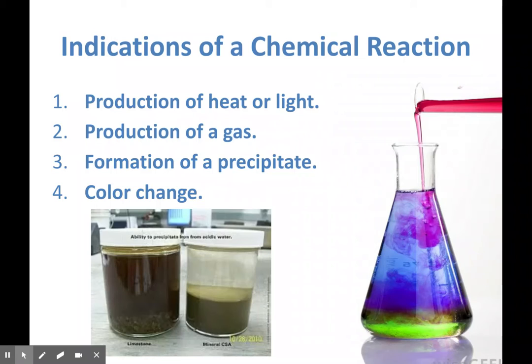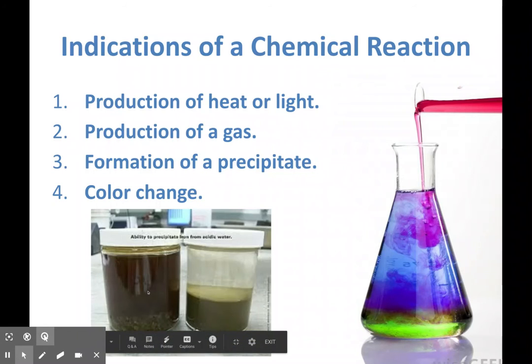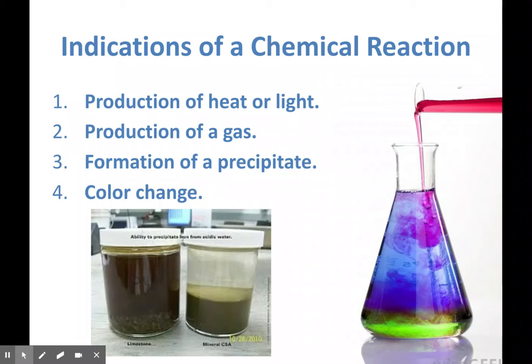Another sign is the formation of a precipitate. A precipitate is, if you look here, you've poured two liquids together and then you get some cloudy solid that separates out. If you've ever mixed orange juice and milk together and then you get this weird chunky substance, that would be a precipitate. If you've never done that, there's a good at-home experiment to try. Another sign of a chemical reaction would be a color change. So if something changes colors, you've had a chemical reaction take place.